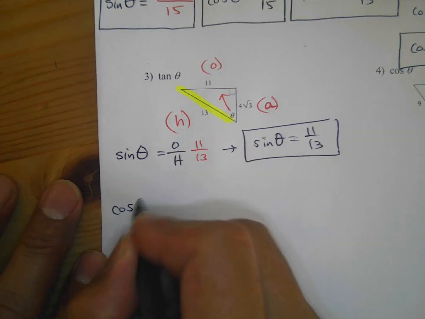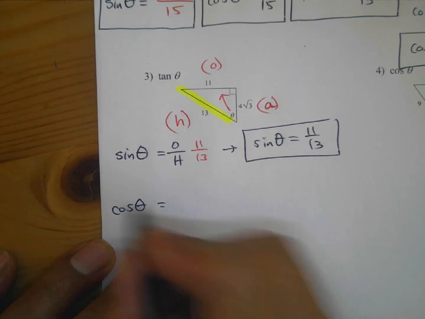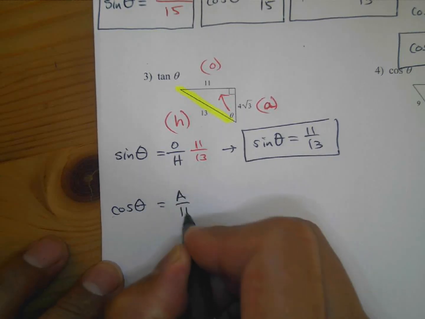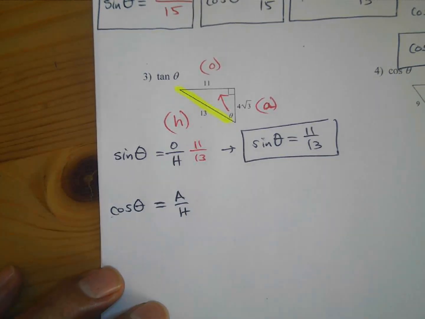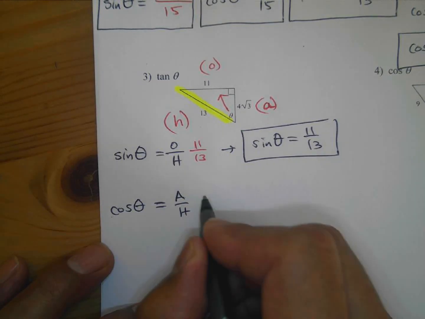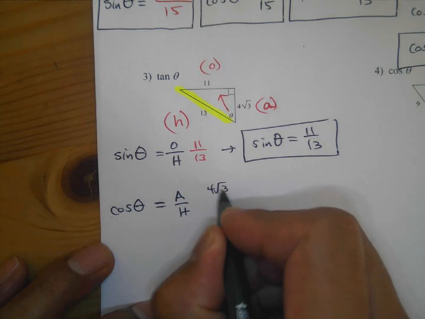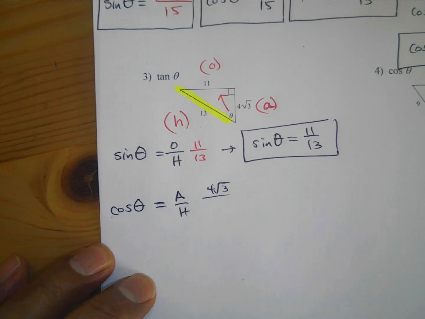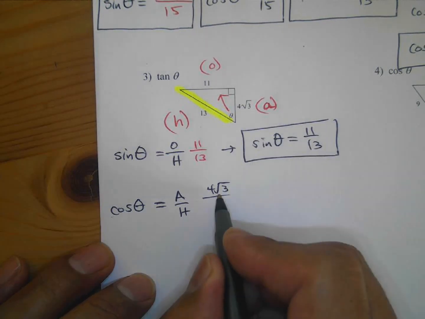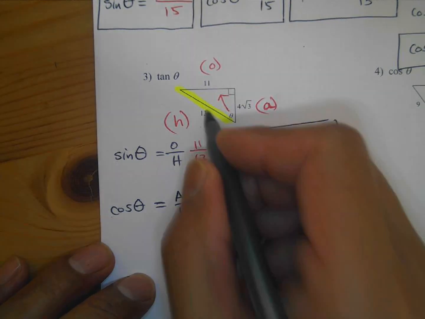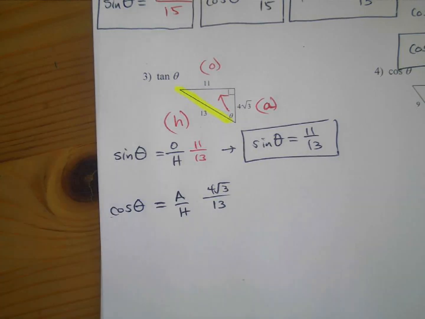Let's go to cosine. Cosine is CAH. C, then A over H. A is 4 root 3. Oh, good, it's in the numerator. Whew. 4 root 3 over H, which is 13. Oh, good.